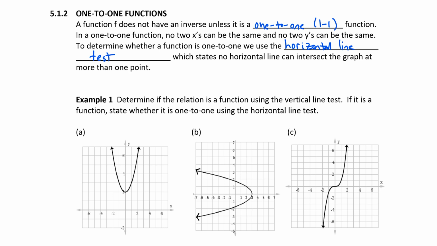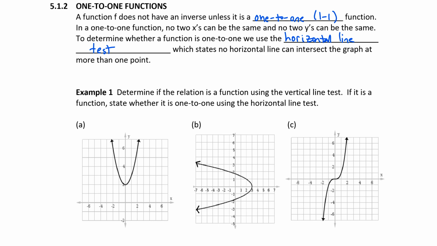If you'll remember, we use the vertical line test to determine if a relation is a function. It tested to see if every x has exactly one y. The horizontal line test will work similarly but rotated 90 degrees. The horizontal line test will ensure that every y also has exactly one x. It works just like the vertical line test. It states no horizontal line can intersect the graph in more than one point.